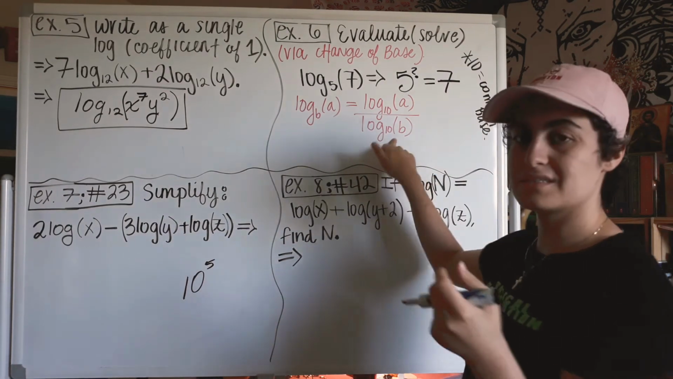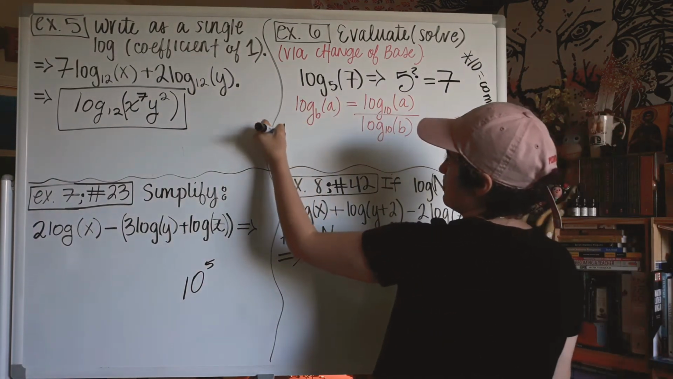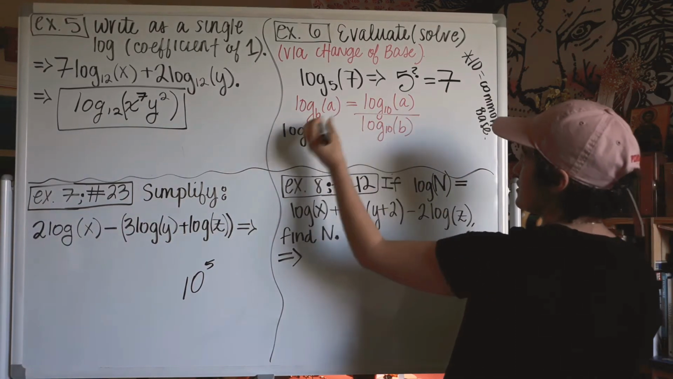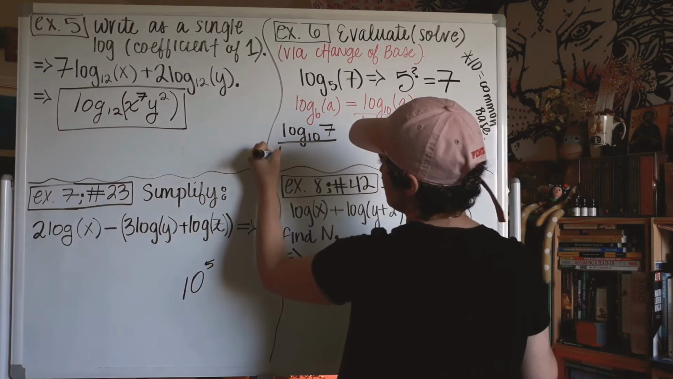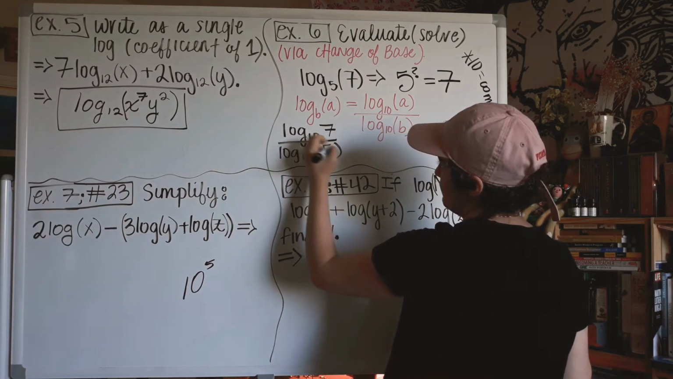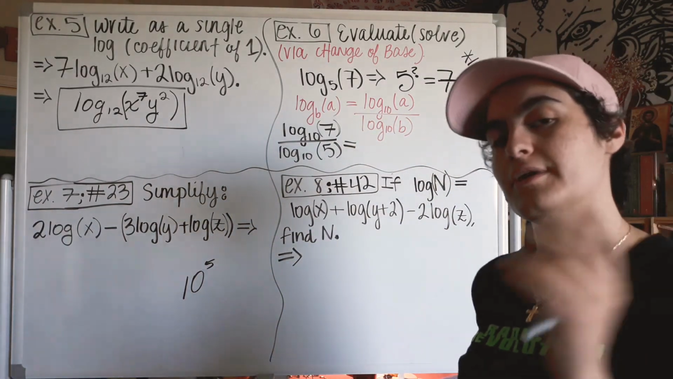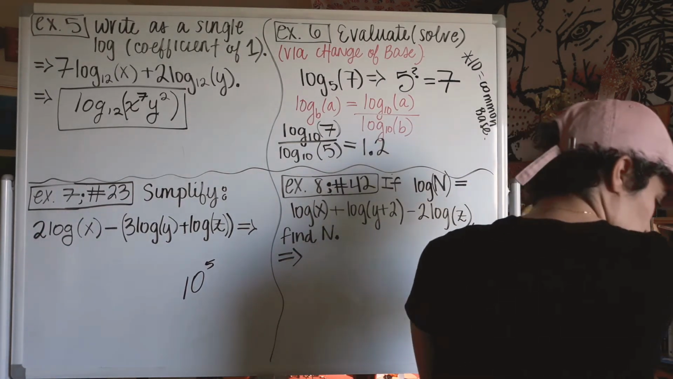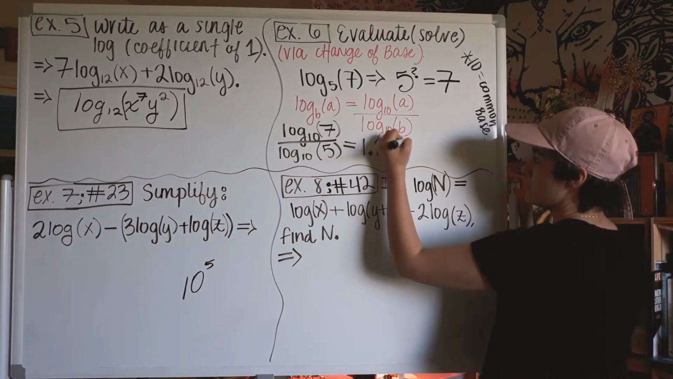So now let's rewrite this in the form of the property. So log base 10 of 7 over log base 10 of 5. Okay. And so now you just give it straight to the calculator. Your answer should be 1.209.